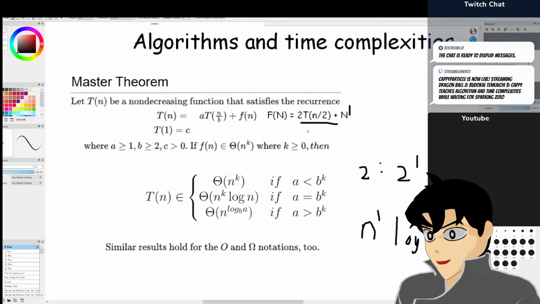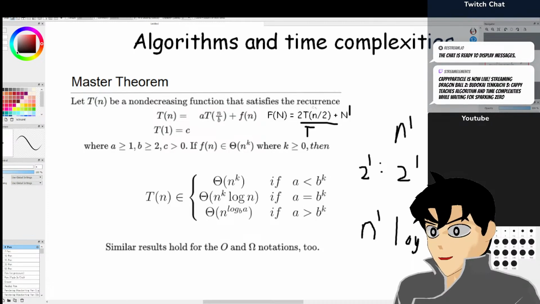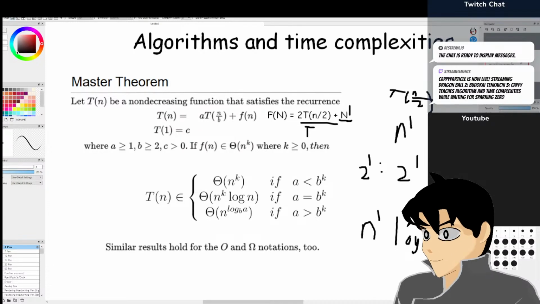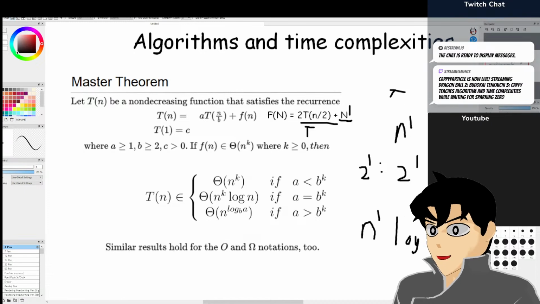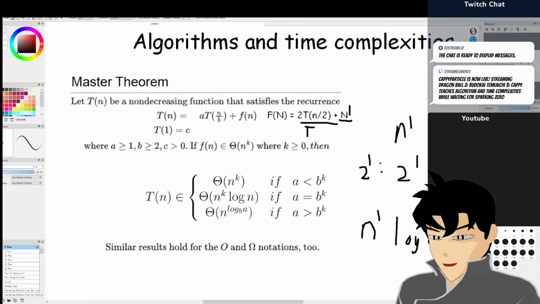So let's say if it was just t, with 1 being less than that, we'd follow the other case. So it would be n of k, n, 1. That means this part overpowers this part. So it'd be like t n over 2, whatever that is, that's less than just n. So it would be n of 1.